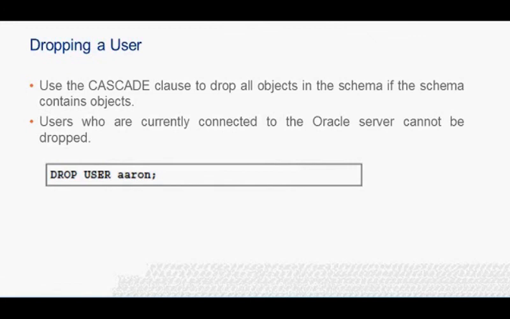For dropping a user, we can use the command DROP USER username. The CASCADE option drops all objects in the schema before dropping the user. This must be specified if the schema contains any objects. A user who is currently connected to the Oracle server cannot be dropped.